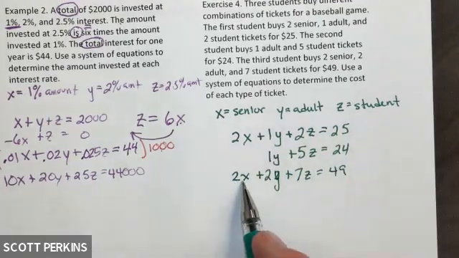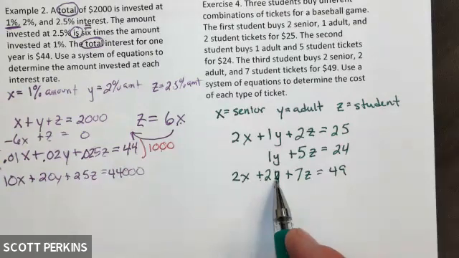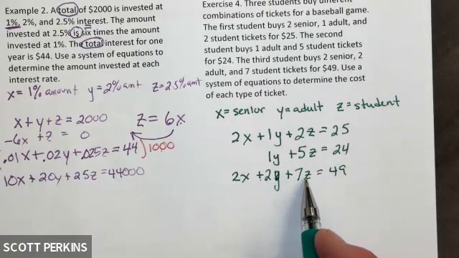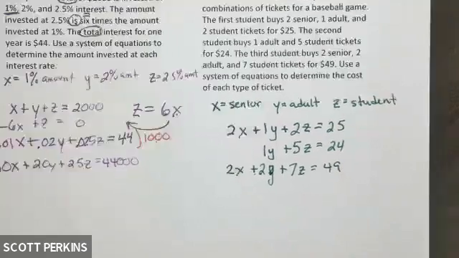Yes, 2 times my seniors plus 2 times my adults plus 7 times my students is equal to 49. And there you go. There's the system of equations that you would solve in order to get the prices of the tickets. I've got one more problem. There's several of these in the homework, so please practice. I want you to get the points on my test, and I want you to get the points if this occurs again on the final exam.